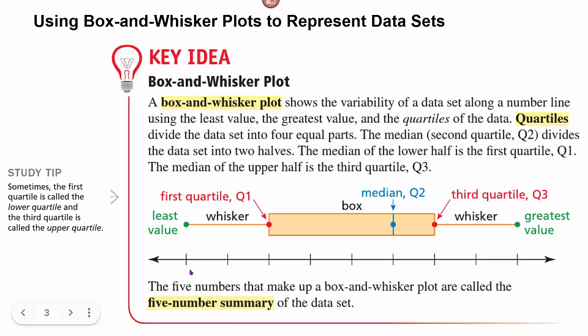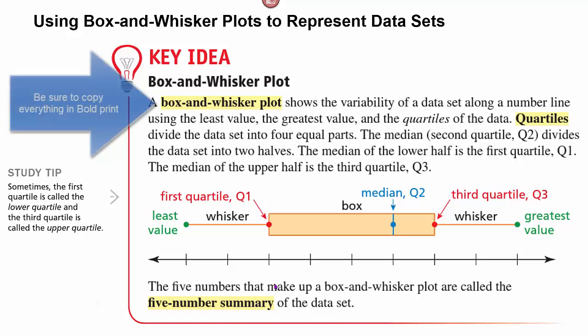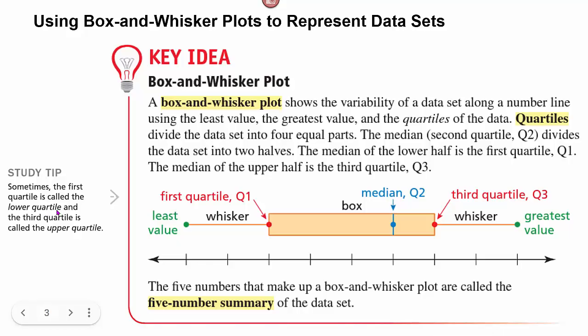What else is important is that this gives you what we call the five numbers that make up a box and whisker plot, called the five number summary of the data set. So this gives us good stuff. The five number summary. It's early in the morning. I like study tips. They always help us. Sometimes the first quartile is called the lower, and sometimes the third is called the upper quartile. Those are good things to know as well. So you can pause this to make sure you write this down.